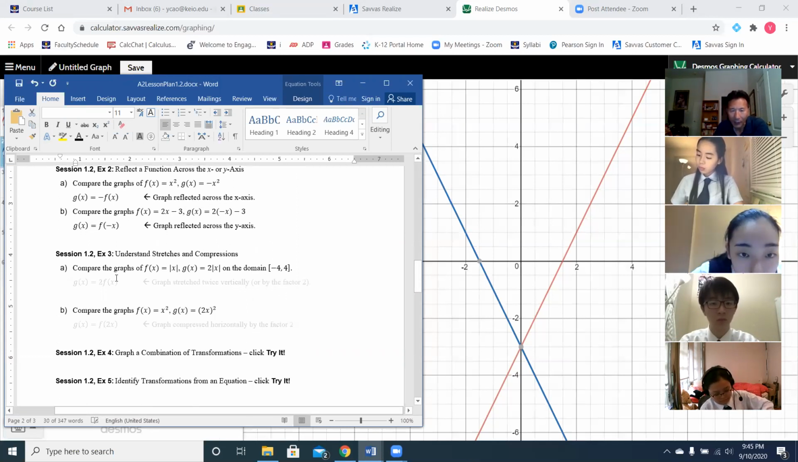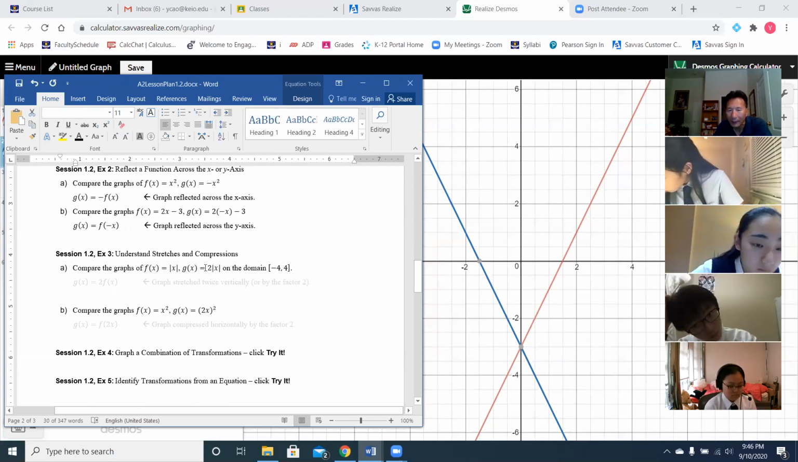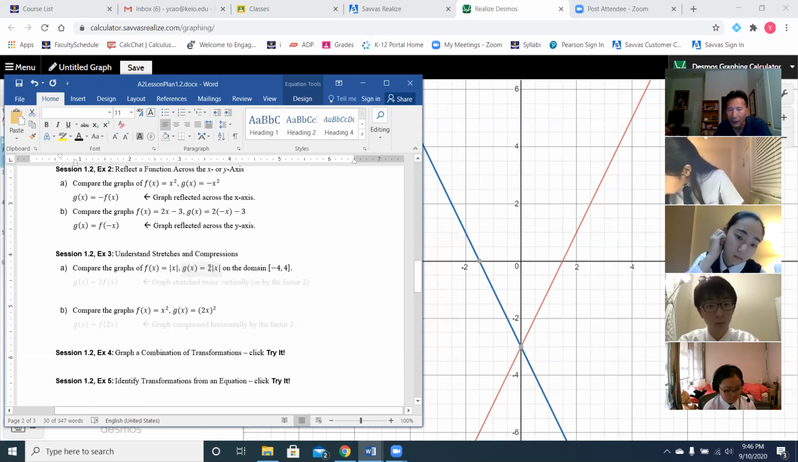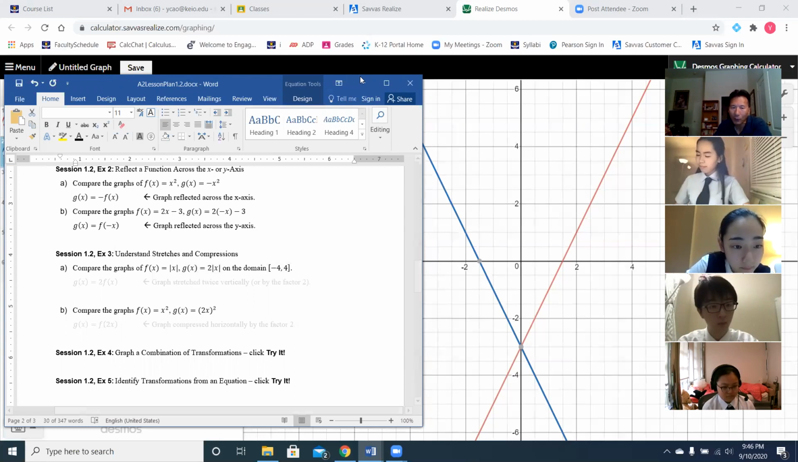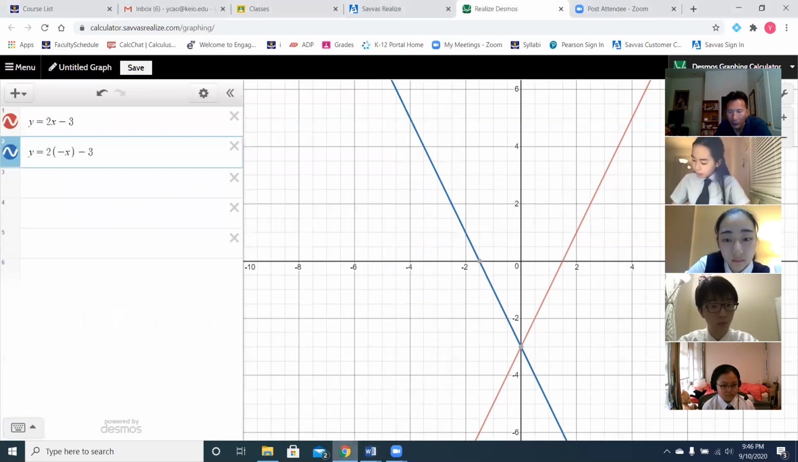Okay, look at this one. We want you to draw a graph. f(x) equals absolute value of x, and also g(x) equals 2 times the absolute value of x on the domain of that one. So let's look at a graph as well. We're going to go back to the book and look at the graph.